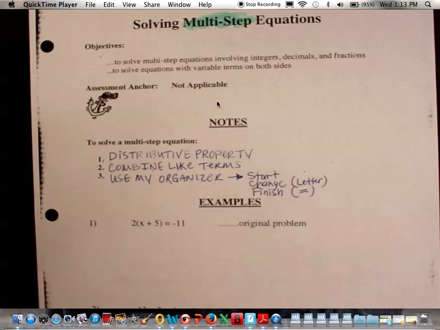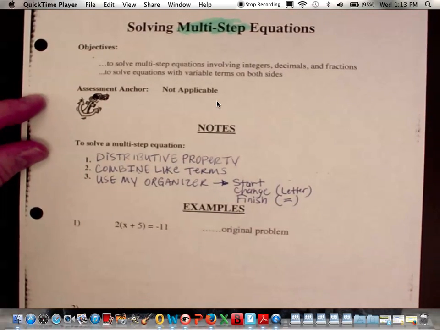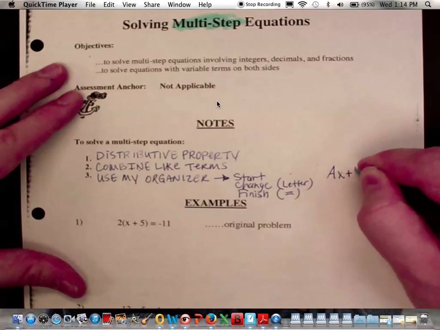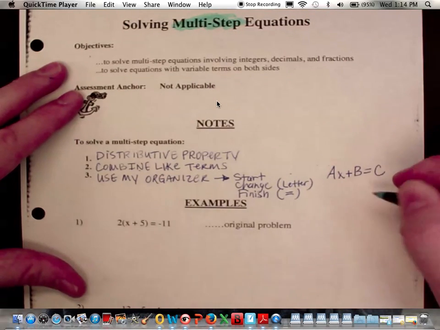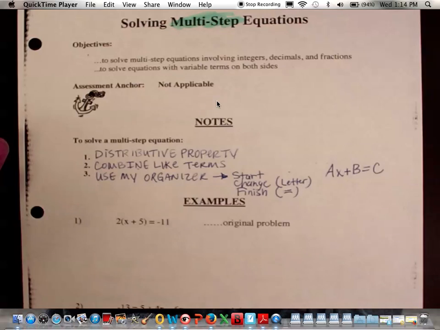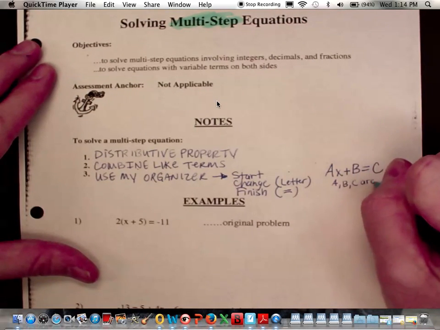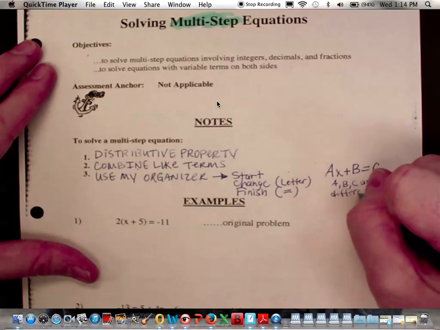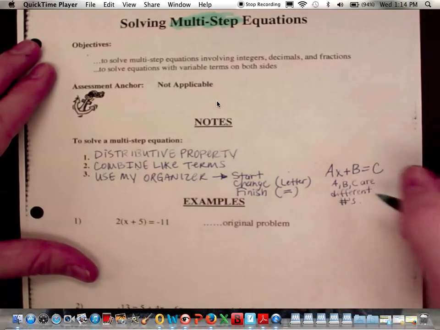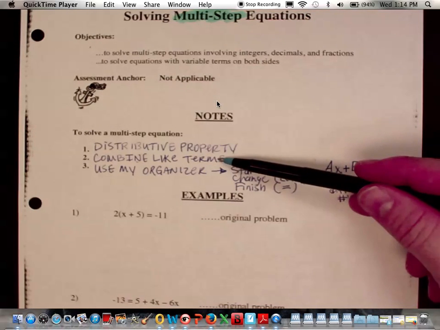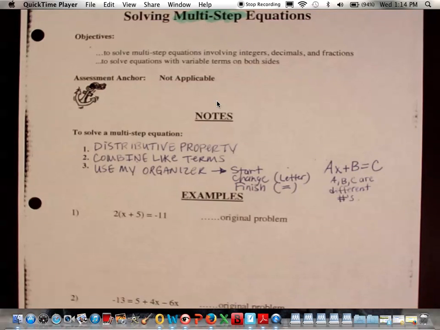And usually I want to find my equation in a form that looks like this: AX plus B equals C, where A, B, and C are different numbers. Okay? I can get it in this form by doing the distributive property, combining like terms, then I can use my organizer. Okay, so I've got a few problems here that I want to take a look at and have you play around with them. Okay, so here's my first problem.